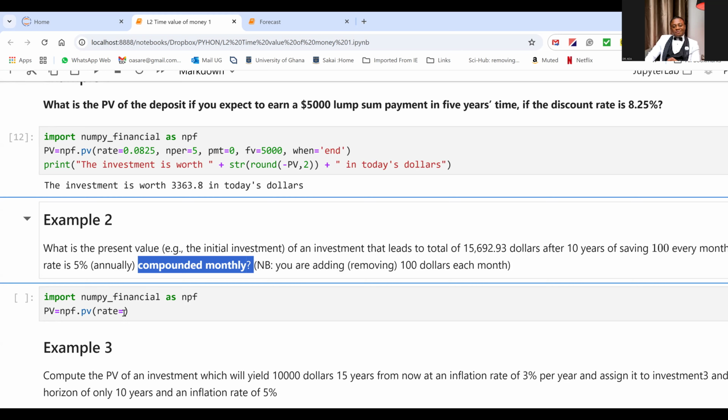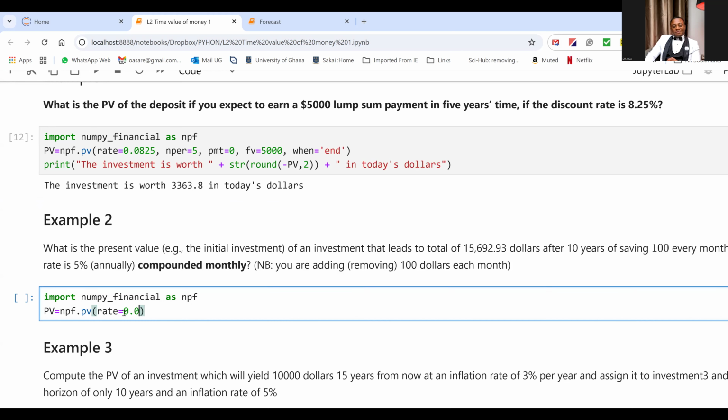So you take this value, which is 0.05, and then you divide that by what? 12. Oh, where's the division? Divide that by 12. That is the rate. So this is the part some of you are getting wrong, and you were not able to do that.